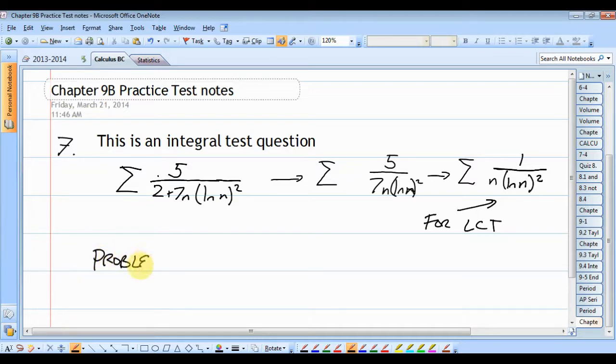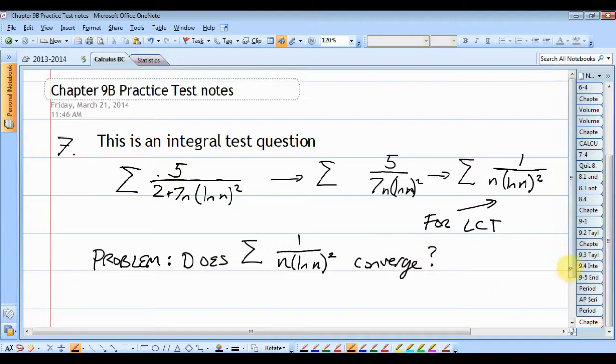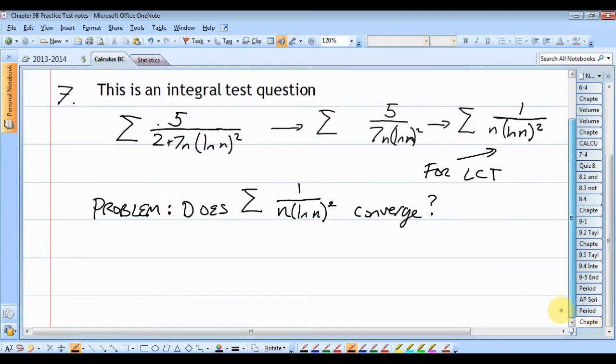Now, the problem is, we need to solve this before we can do the LCT. Does this series converge or diverge? Because we need to know that going into the LCT. We have no idea if that converges or diverges, or you shouldn't have an idea. Maybe you should have some idea, but we need to show that whether or not this converges.